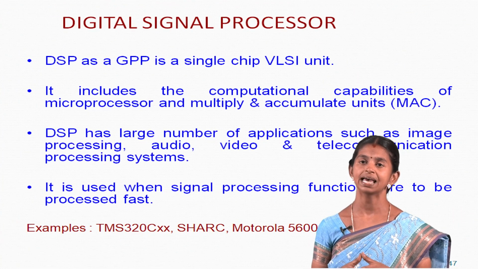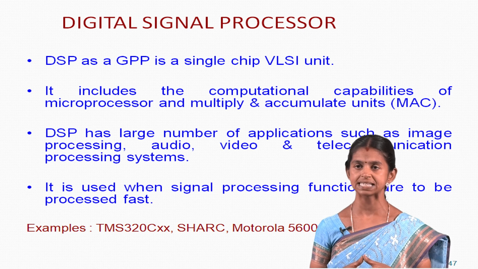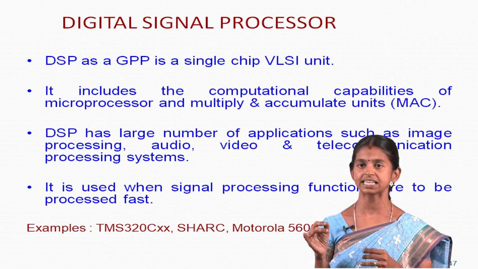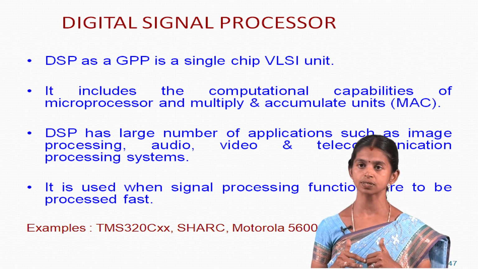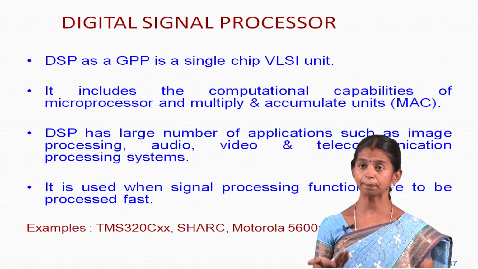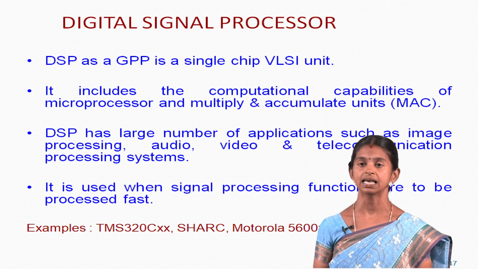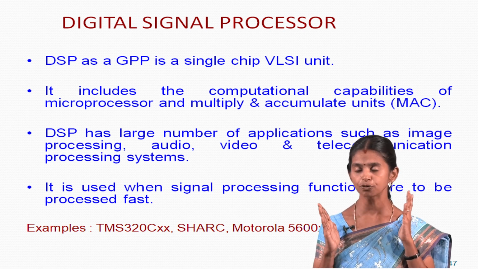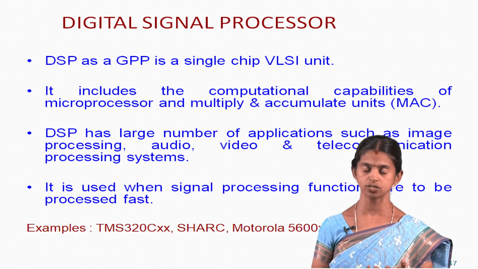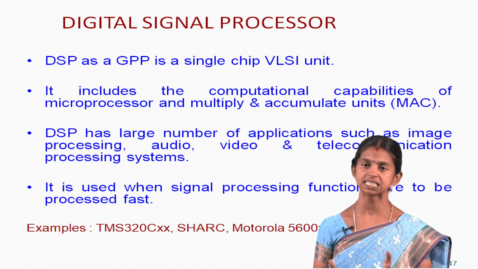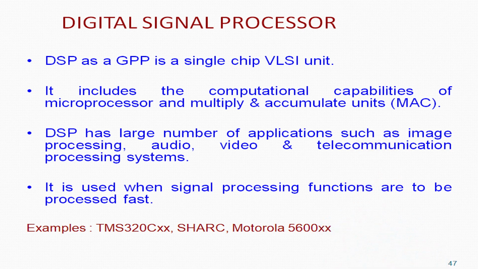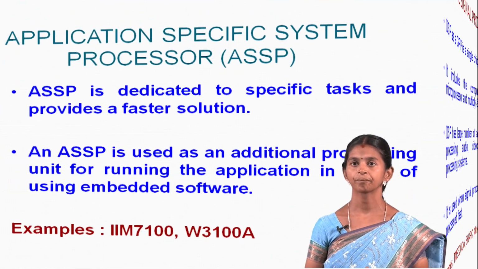Digital signal processor. A DSP, like a GPP, is a single chip VLSI unit. It includes the computational capability of a microprocessor and multiply and accumulate units. DSP has a large number of applications such as image processing, audio, video and telecommunications processing systems. It is used when signal processing functions ought to be processed fast. Their examples are displayed for your reference.